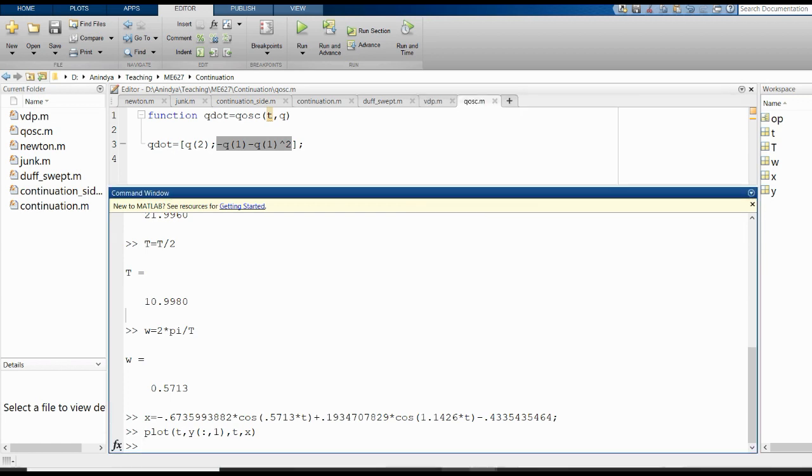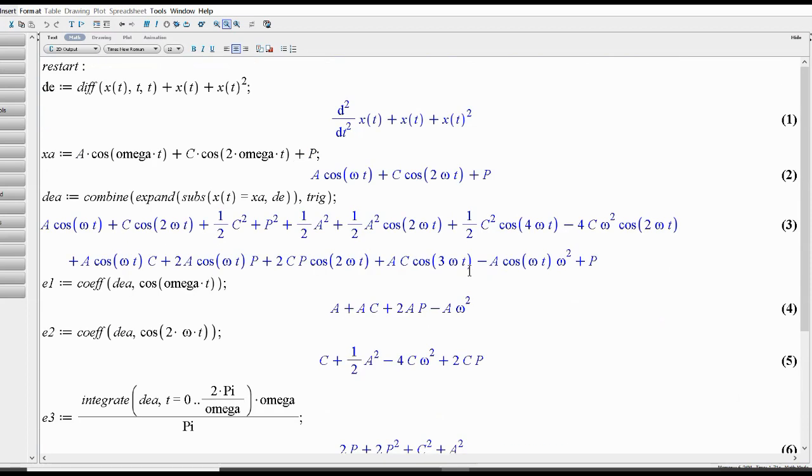Let us go back and now try, let us make this 3 omega. Let us make this b times cos 2 times omega times t. Okay, so let's come back here, start again. Now I have 3 coefficients.